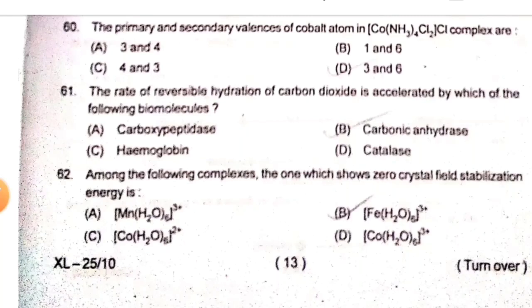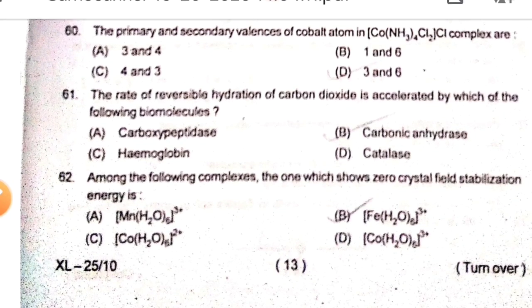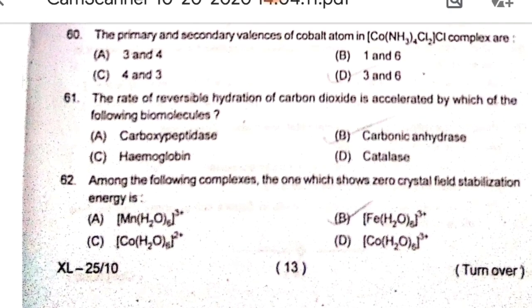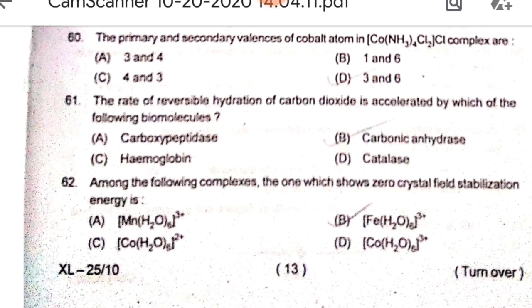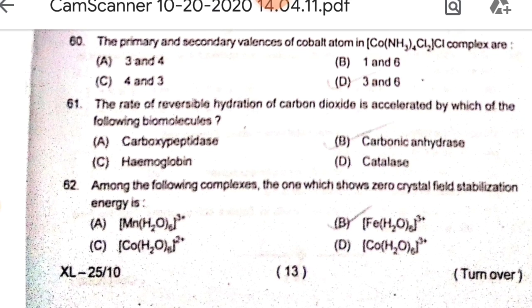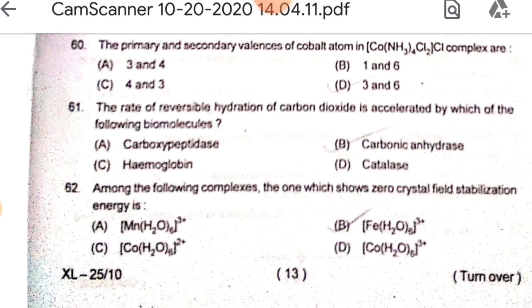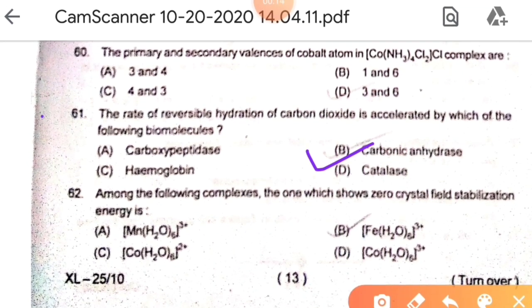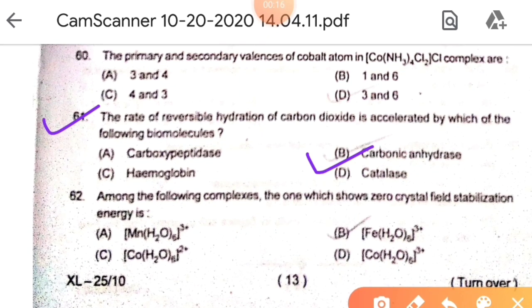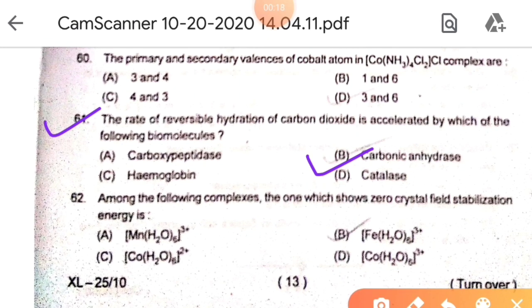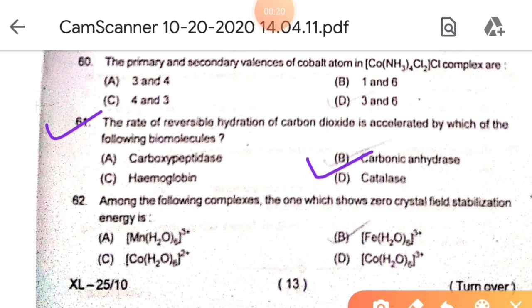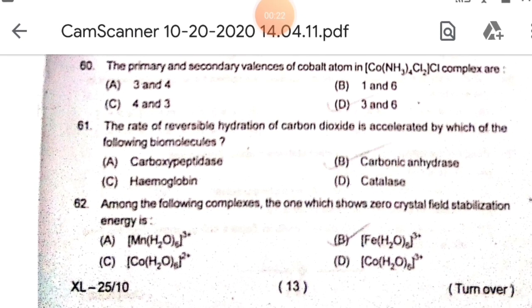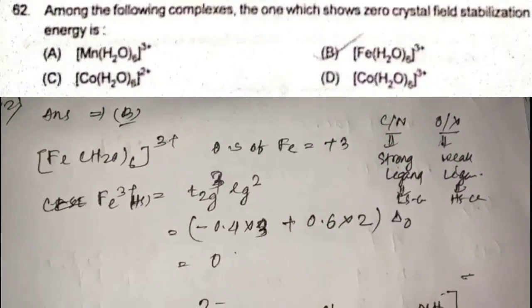Okay. Question number 61. The rate of reversible hydration of carbon dioxide is accelerated by which of the following biomolecules? And obviously the answer is carbonic anhydrase. This is from your bioinorganics and this is a direct question. This forms carbonic acid in presence of carbonic anhydrase. So answer is B.